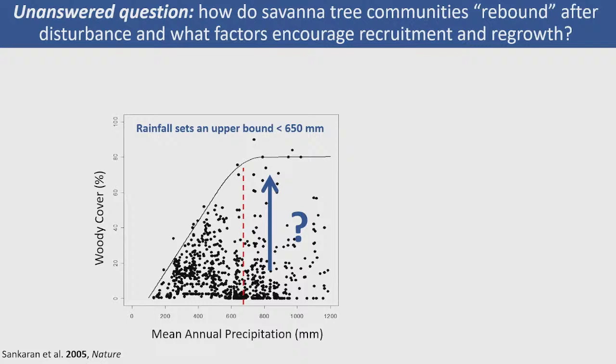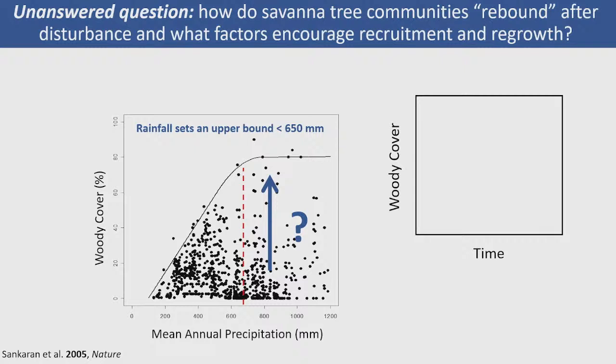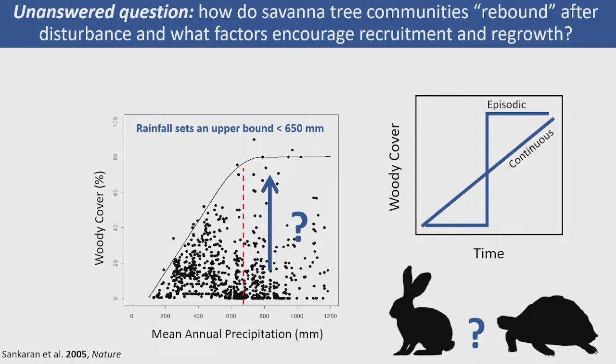Now, another really important and unanswered question, I think, is how these sites rebound, or how do they regrow? How does the tree cover increase after disturbance? How does this happen? Does it happen continuously through time? Does it happen episodically? And how fast do these transitions happen? I think this is something that we need long-term monitoring and long-term data to answer.